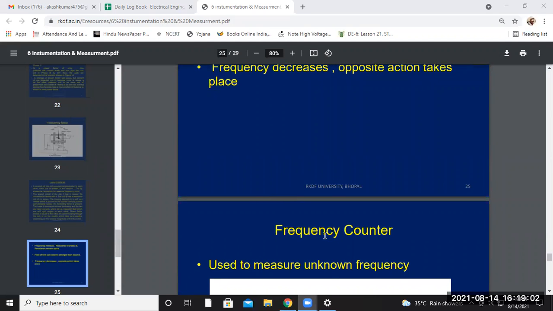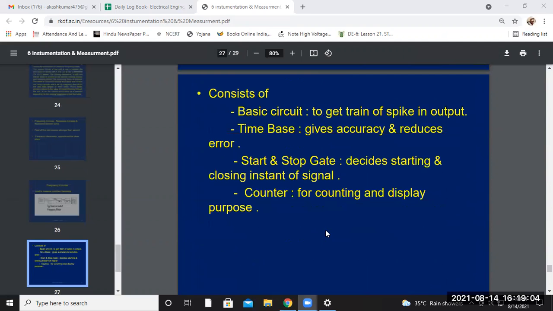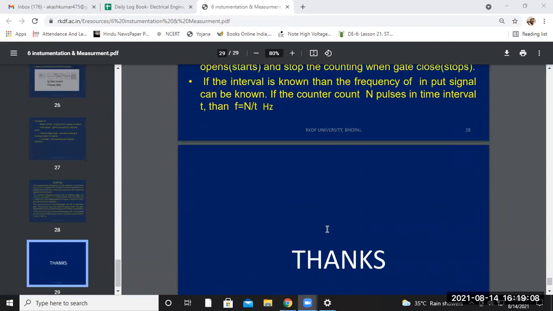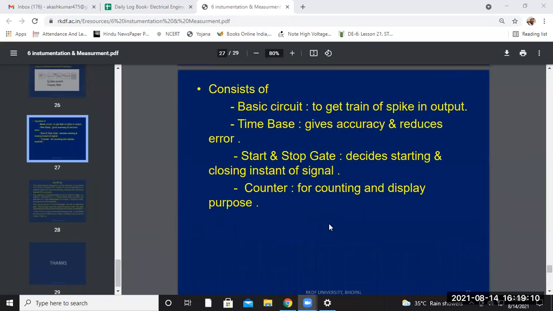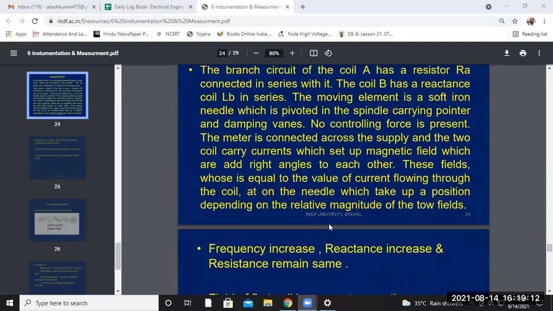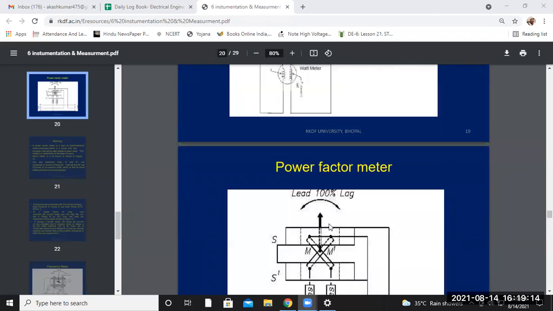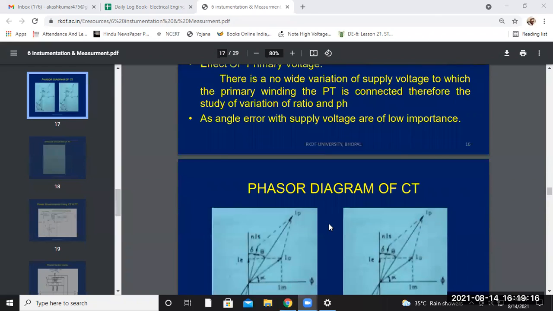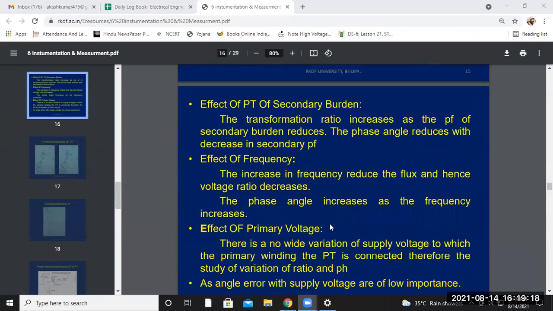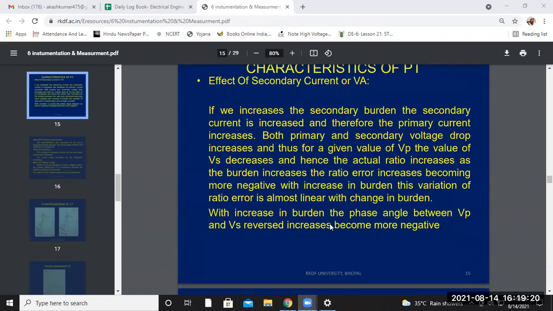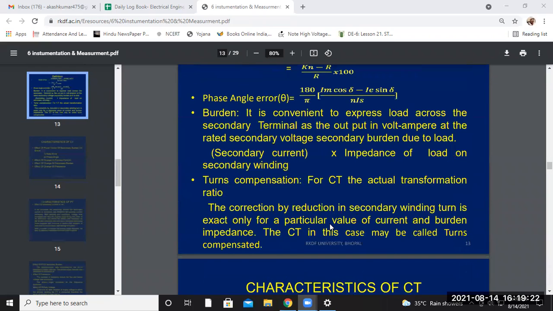These are some basic instruments which should already have been studied in your instruments and transformers course, so I'm not going into the detail of this construction. We only concentrate on the working of the CT and PT. Mainly a question arises: what is the burden of the CT?